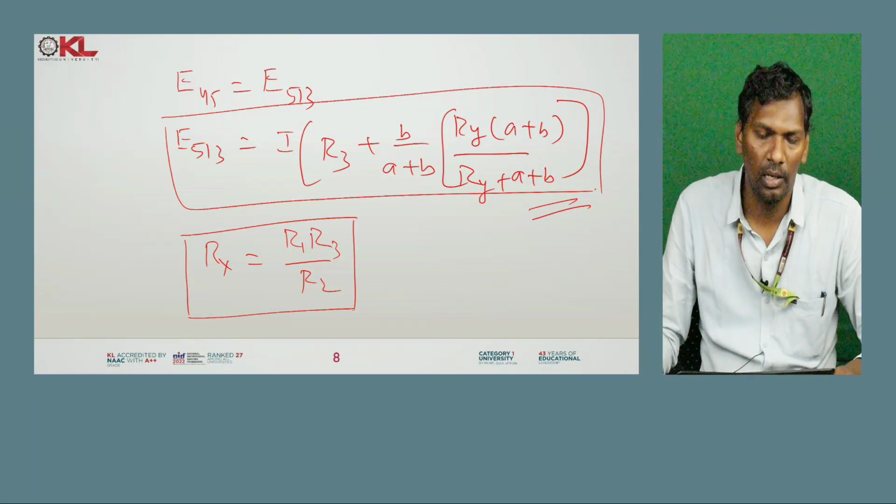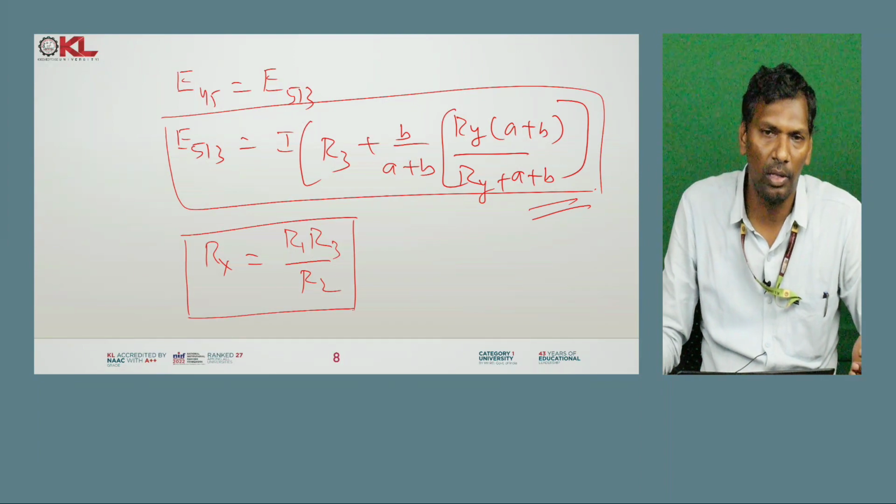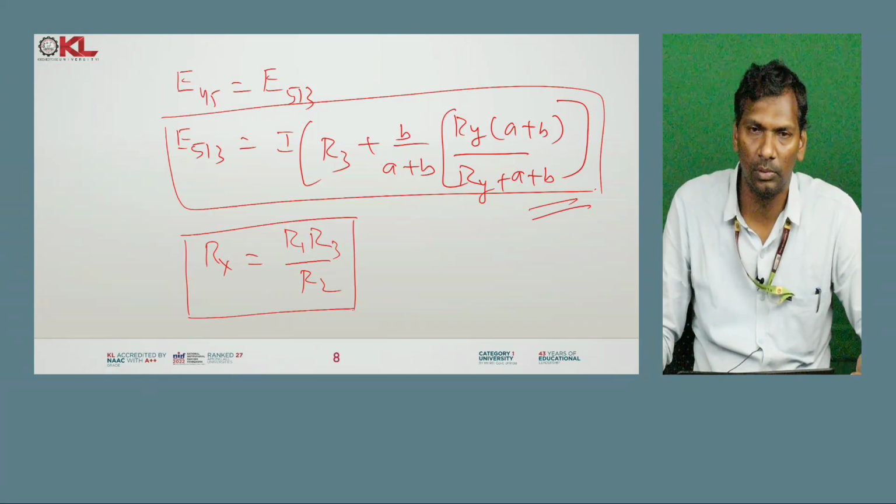This is about the Kelvin's double bridge, how we can find out the unknown resistance with the help of a Kelvin double bridge. Thank you.